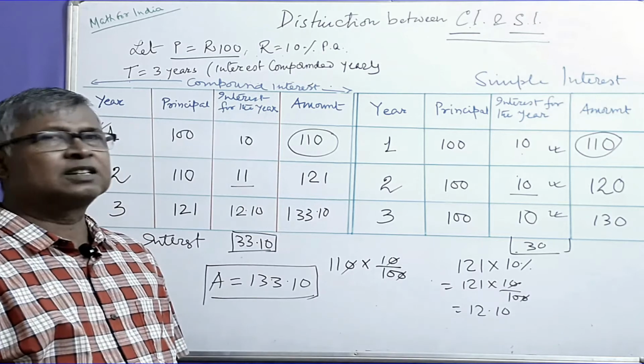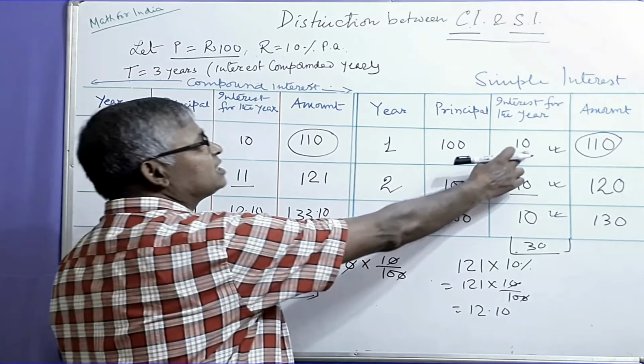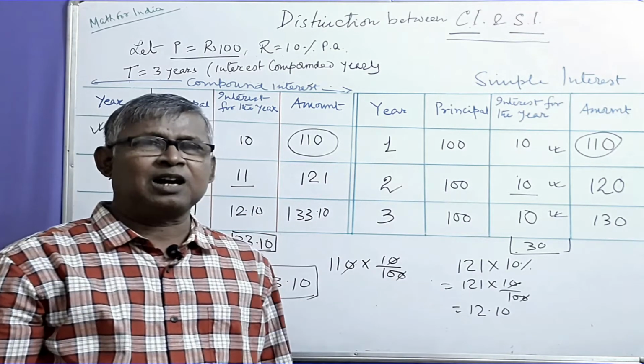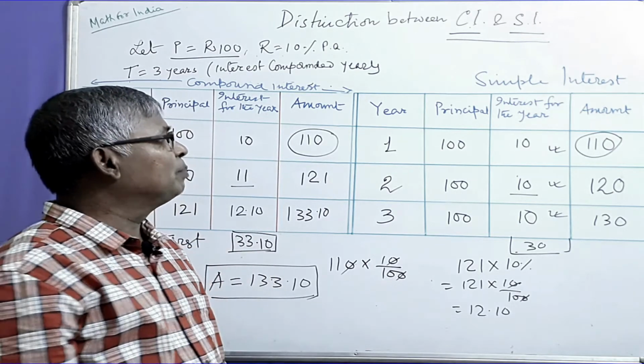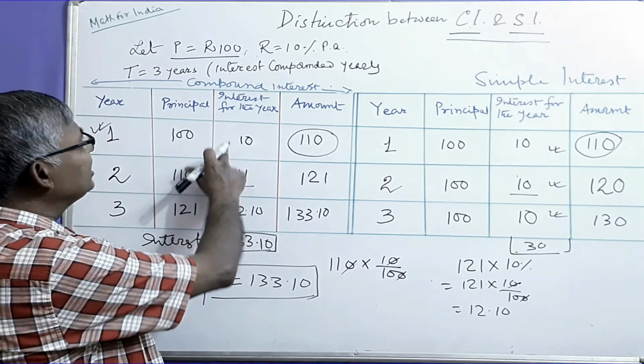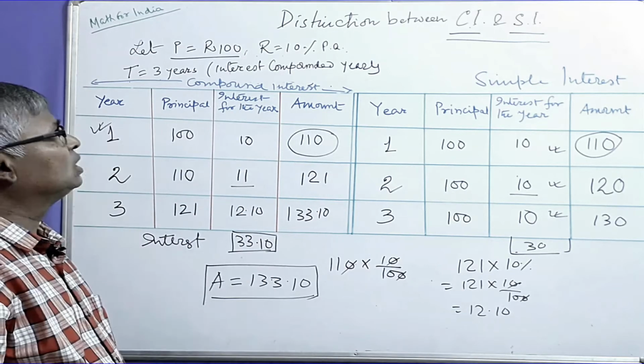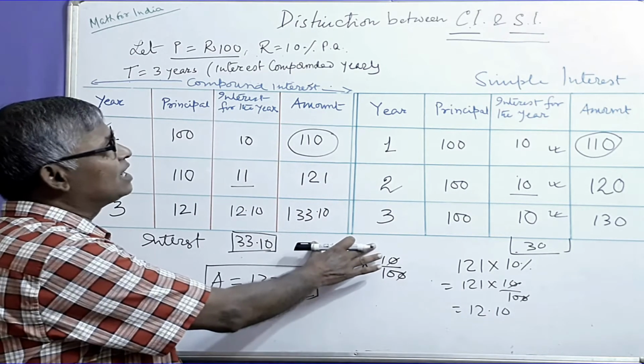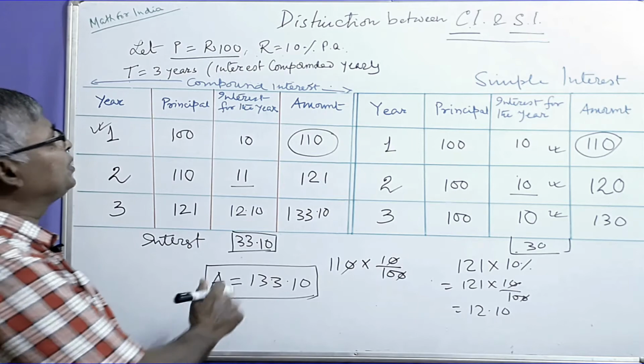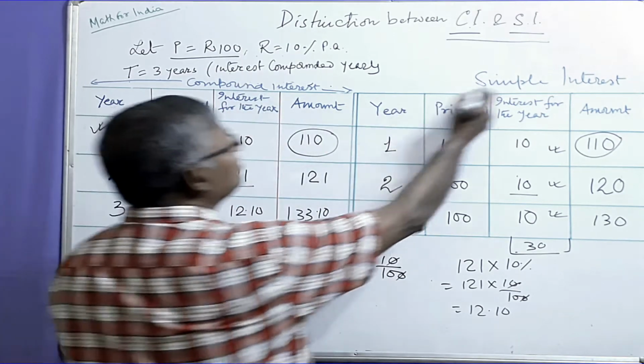In banks, simple interest is given in savings deposits. If the customer deposits in fixed deposits, the bank allows compound interest on a quarterly basis. I think from the table it is clear what is the basic difference between compound interest and simple interest.